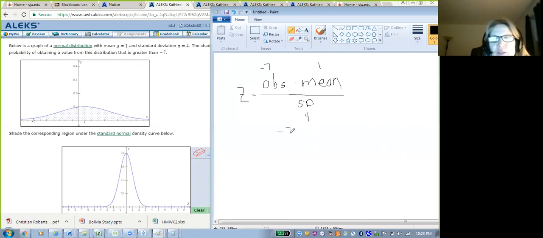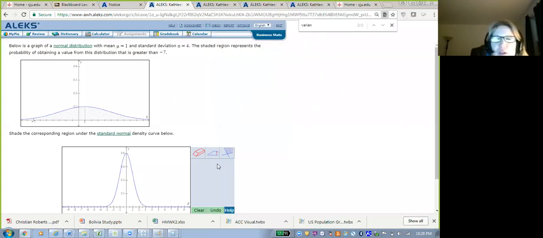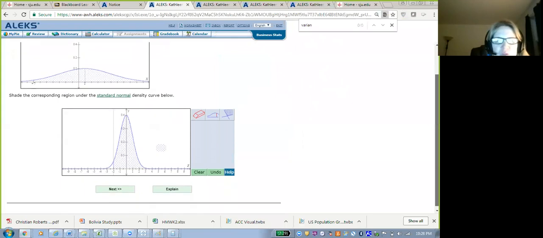So we're going to get -7 minus 1 over 4, which is going to give us -8 over 4, which gives us a value of -2. So if I were to convert this onto the standard normal curve, I would start at a value of -2. And since that is shading to the right, I will also shade to the right. So let's take a look at that one more time.